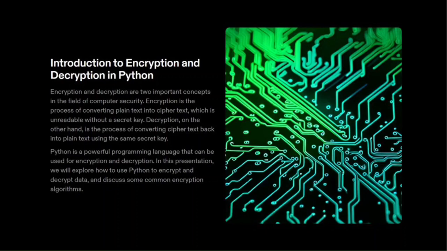First, introduction to encryption and decryption in Python. Encryption and decryption are two important concepts in the field of computer security. Encryption is the process of converting plain text into ciphertext, which is unreadable without a secret key. Decryption, on the other hand, is the process of converting ciphertext back into plain text using the same secret key.